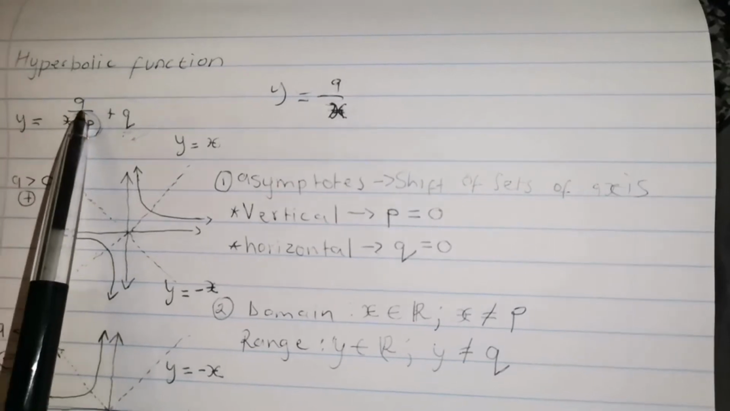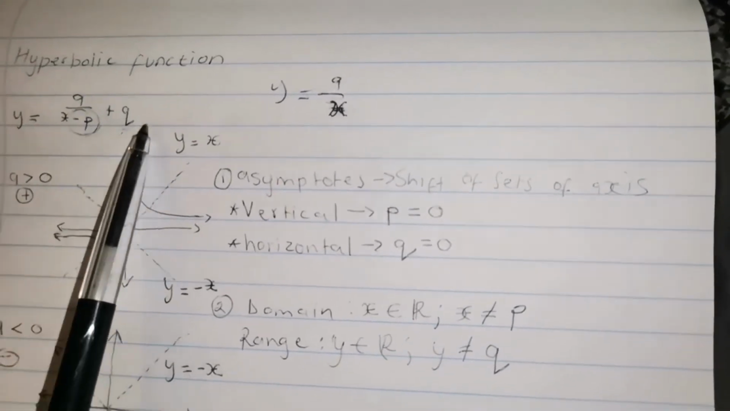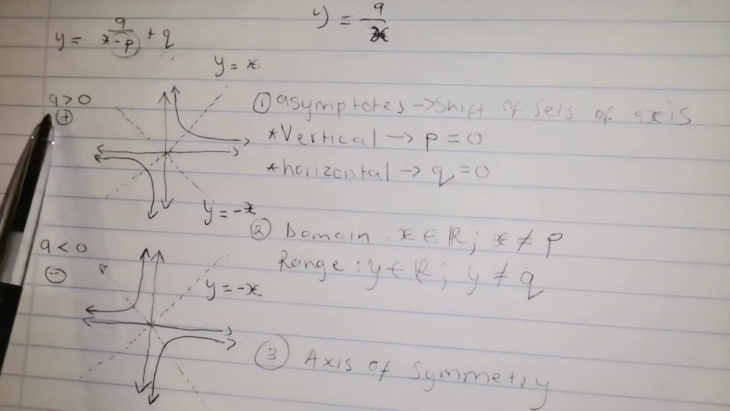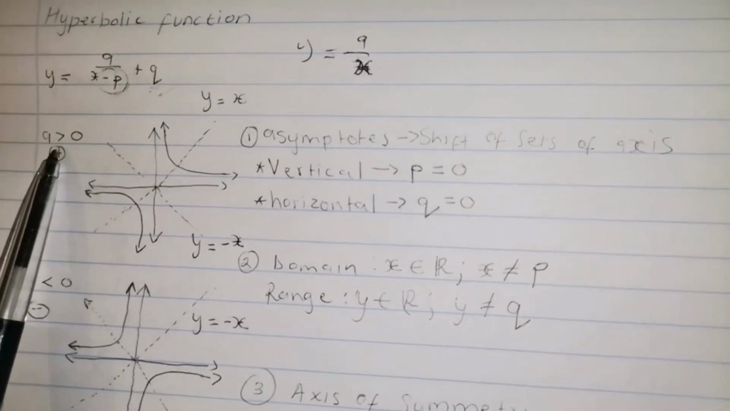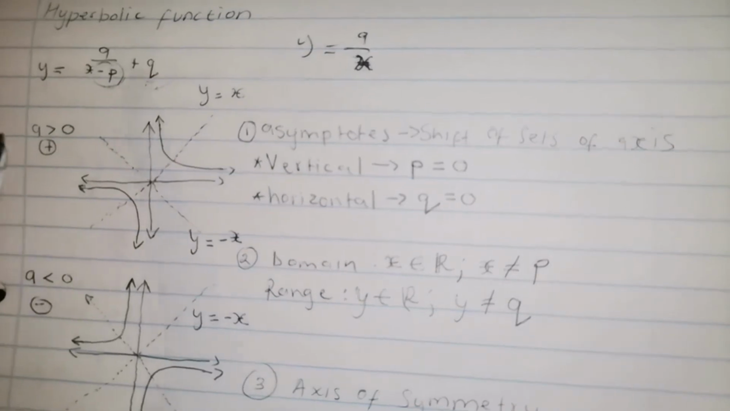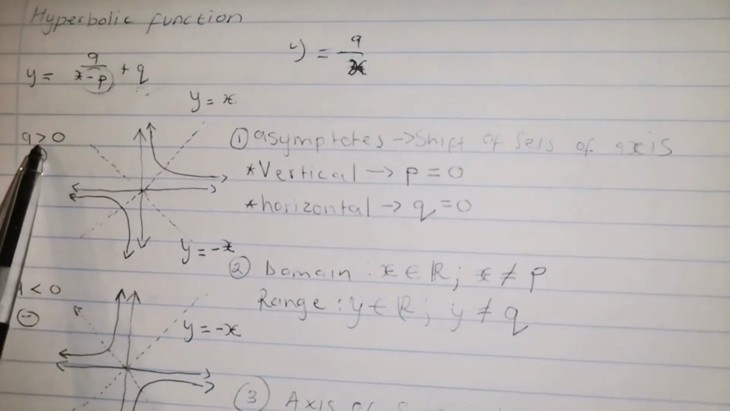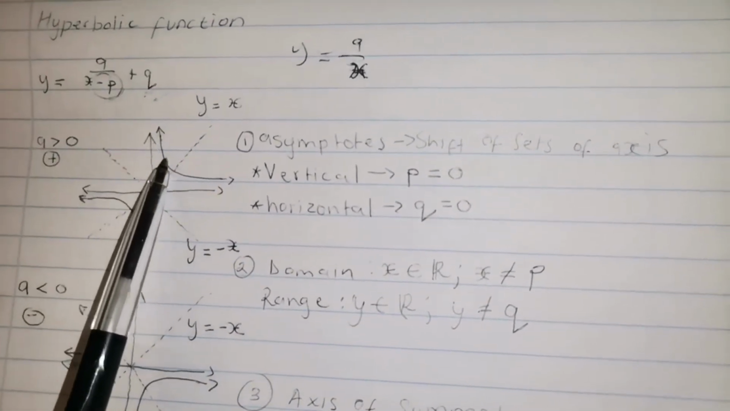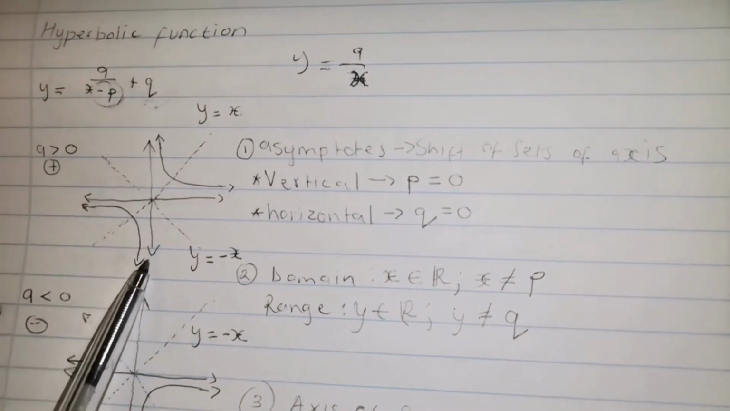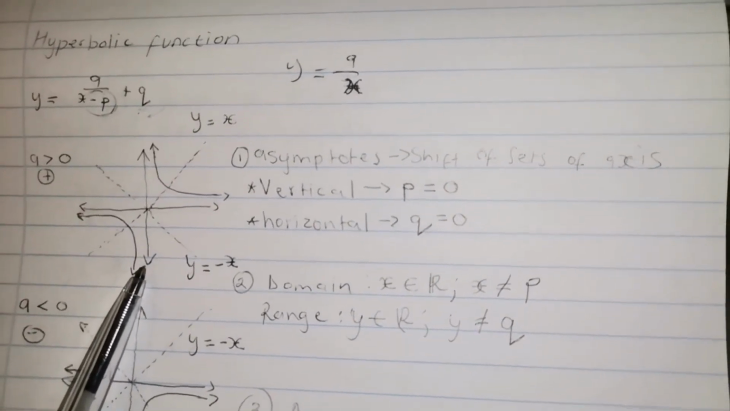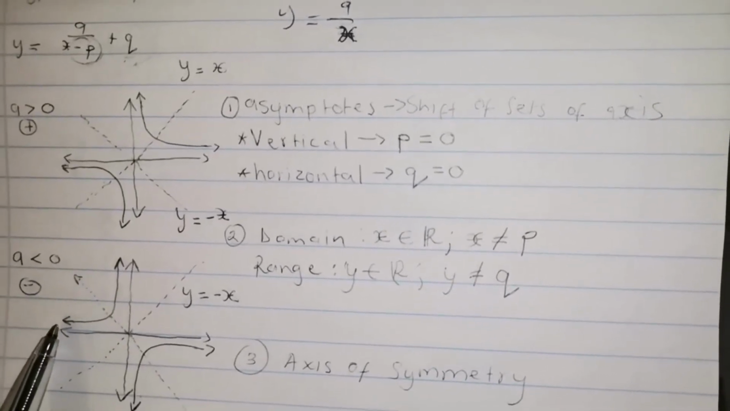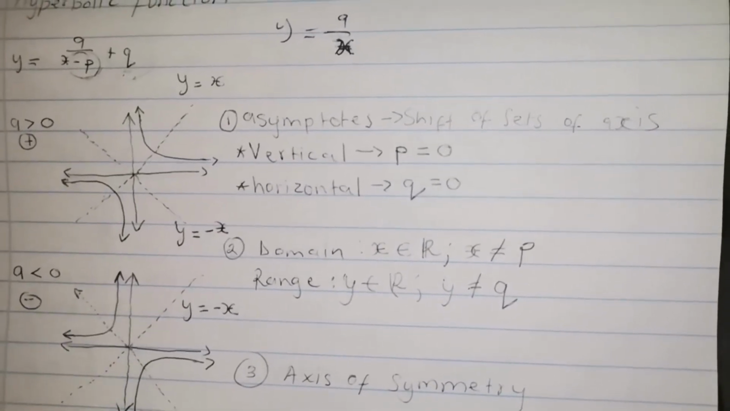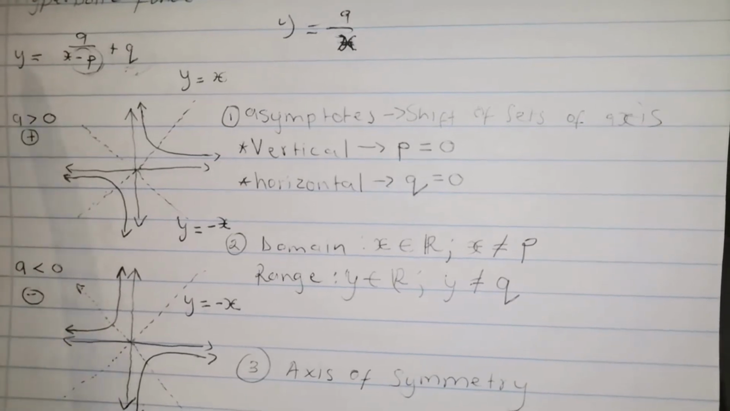Now, the value of a in a over x minus p plus q. Remember, the value of a, when it is bigger than 0, or positive, also determines the shape of the graph. So when the value of a is bigger than 0, our graph is going to be on the first quadrant and on our third quadrant. When the value of a is smaller than 0, when it's negative, our graph is going to be on our second quadrant and our fourth quadrant. Then you are done with drawing the graph of this function.